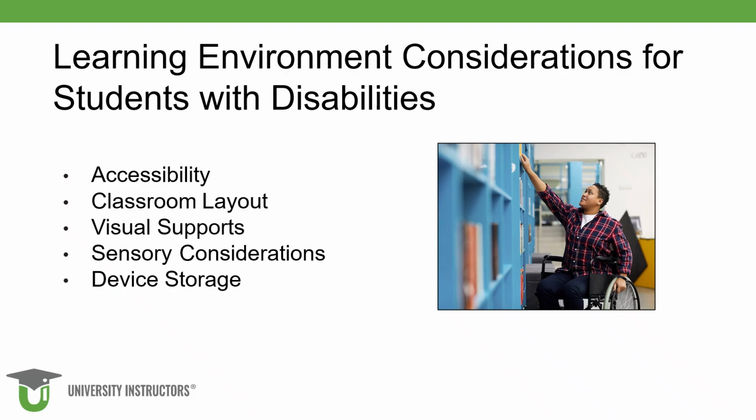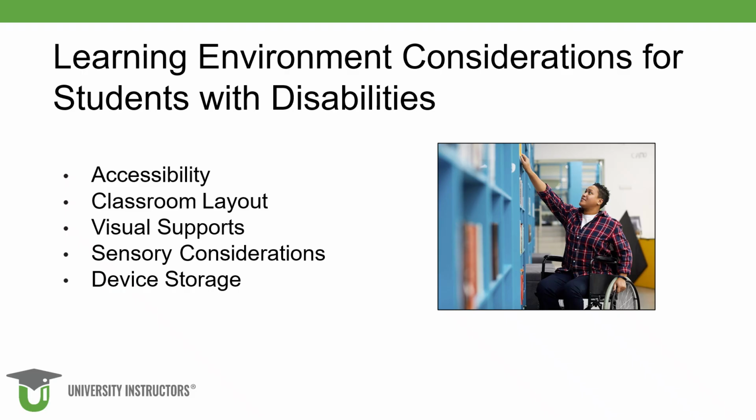Number 2, classroom layout. The furniture should be arranged so that learning materials are accessible and there is ample space for students with mobility issues. Consider the placement of chairs, tables, and materials for accessibility. Number 3, visual supports. Use visual supports such as visual schedules, color-coded labels, and visual cues to help students understand expectations, routines, and transitions. These should be placed, if possible, at the student's eye level or at least in a clearly visible location. Number 4, sensory considerations.